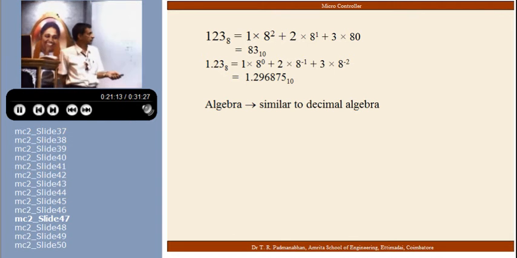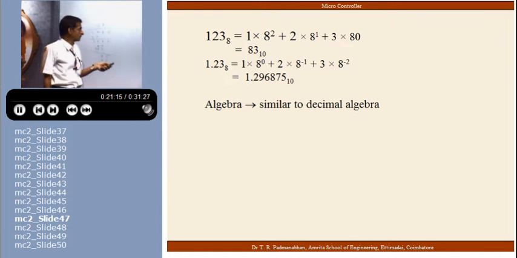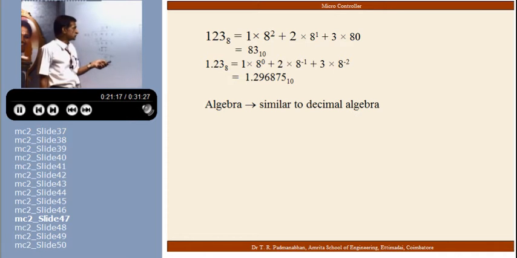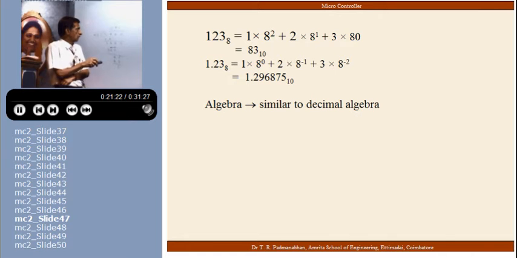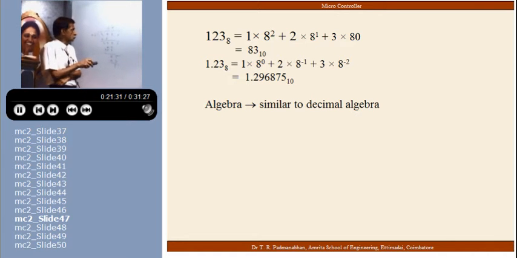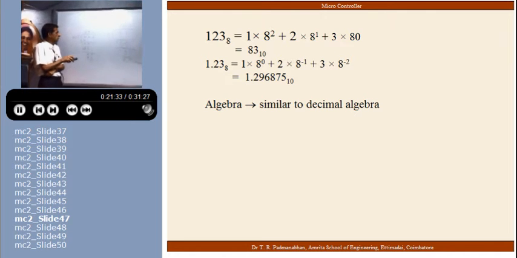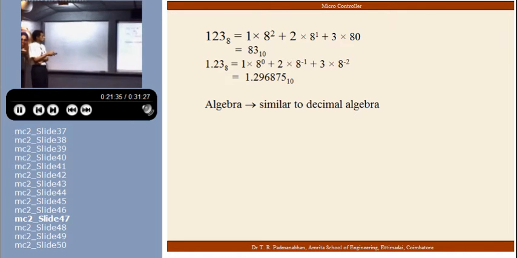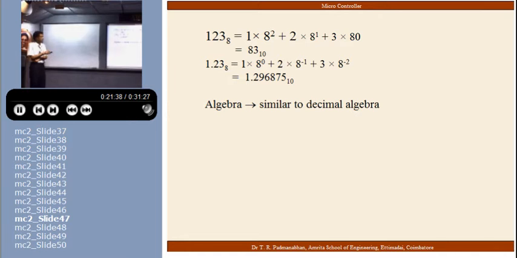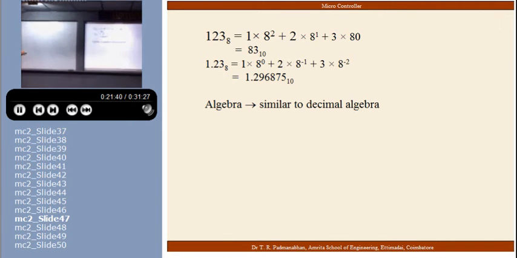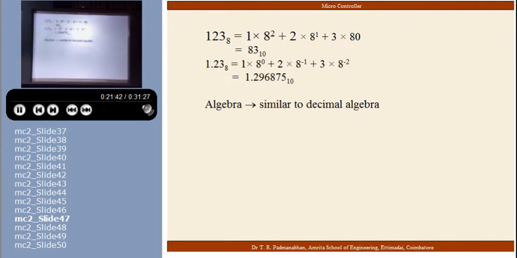Just to see here, I put an octal number 1, 2, 3. This 8 signifies the radix. That means that number is a number in the octal system. 1, 2, 3 radix 8. Actually, its value in decimal is 1 into 8 raised to 2 plus 2 into 8 raised to 1 plus 3 into 8 raised to 0. That gives me 83 as a decimal number. Is it alright?